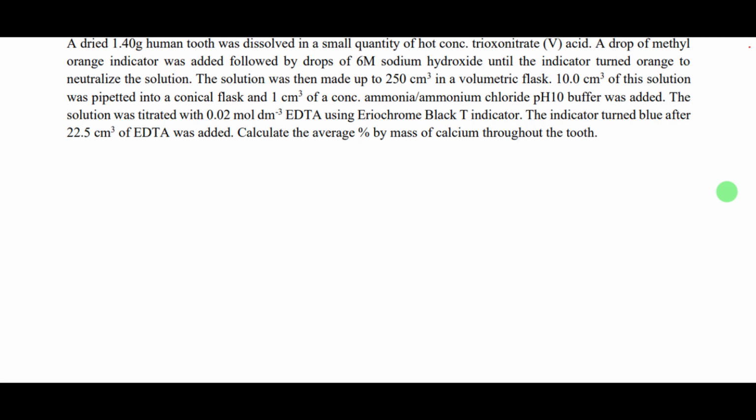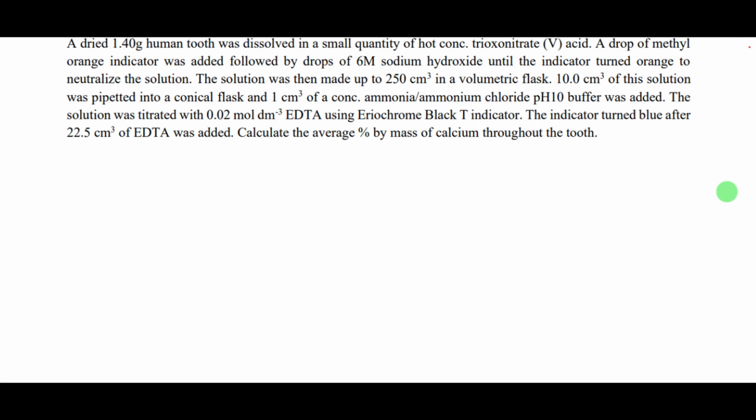10 cm³ of this solution was pipetted into a conical flask, and 1 cm³ of a concentrated ammonium chloride pH 10 buffer was added. The solution was titrated with 0.02 mole per dm³ EDTA using Eriochrome Black T indicator. The indicator turned blue after 22.5 cm³ of EDTA was added. Calculate the average percentage by mass of calcium throughout the tooth.